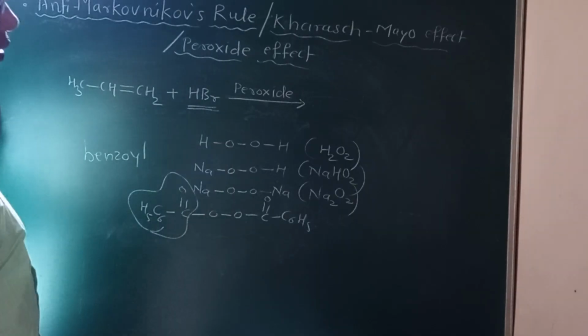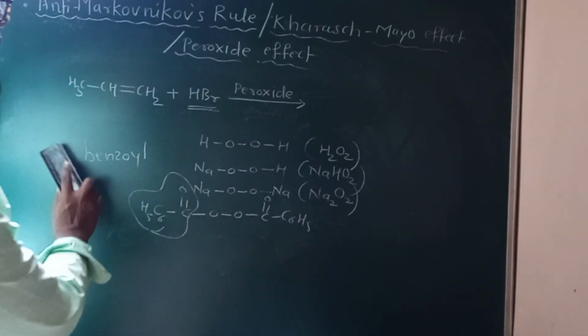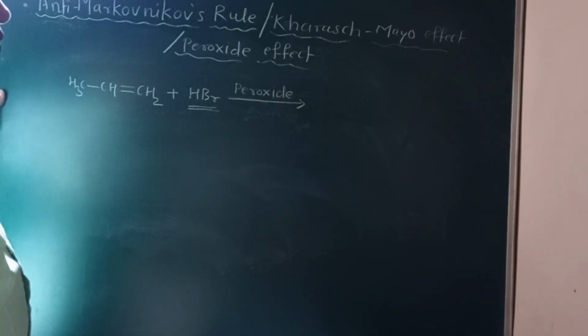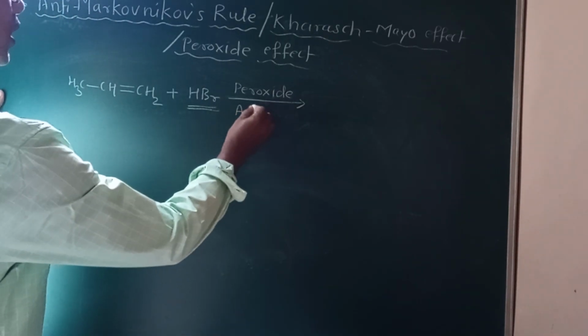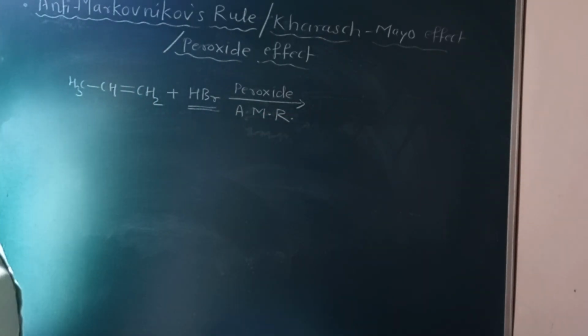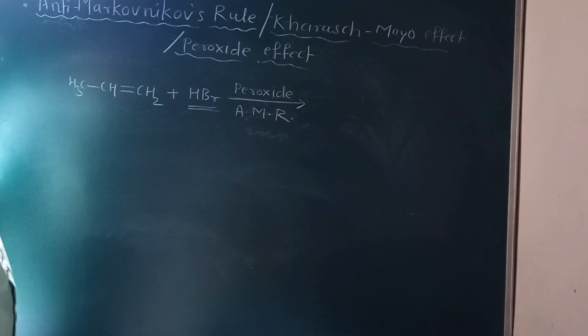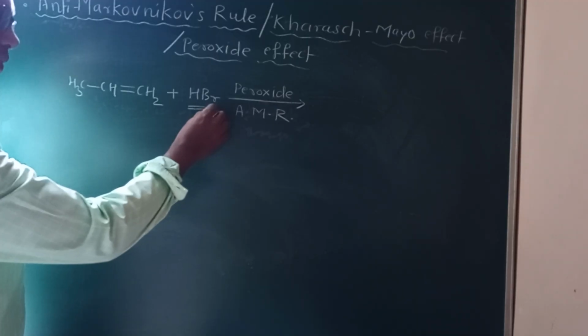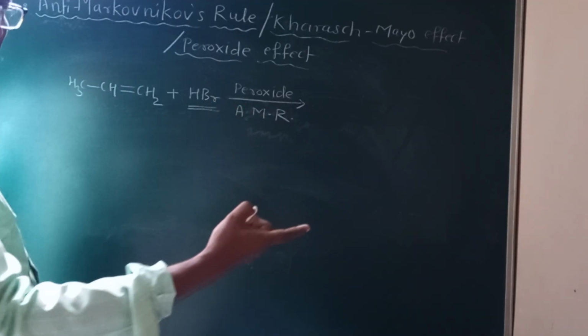So you can have any peroxide. Whenever peroxide is present, the reaction always follows anti-Markovnikov's rule. So addition takes place opposite to Markovnikov's rule; anti means opposite. So the negative part of the reagent gets attached to that carbon which carries more hydrogen atoms.